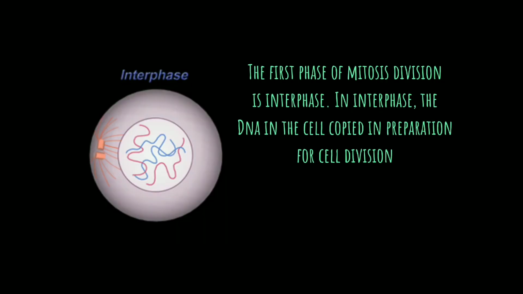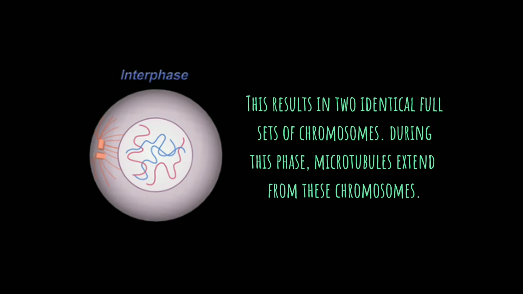The first phase of mitosis is interphase. In interphase, the DNA in the cell is copied in preparation for cell division. This results in 2 identical full sets of chromosomes. During this phase, microtubules extend from these chromosomes.